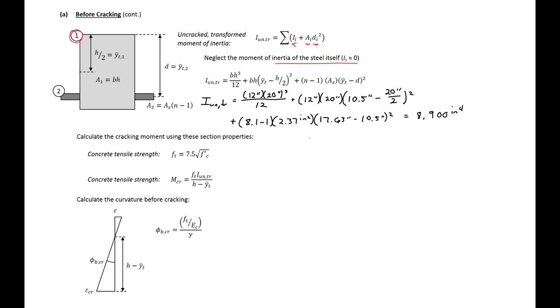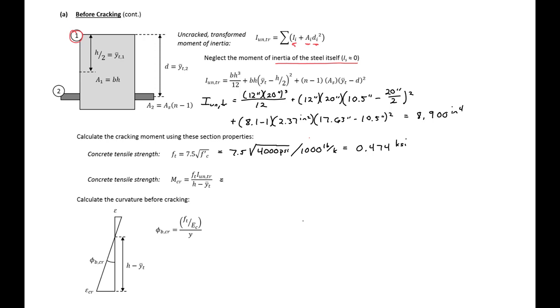We can use these transformed section properties to calculate our cracking moment now. And in order to do that, we'll need to first find our concrete tensile strength. So we can take our 7.5 times the square root of 4,000 psi divided by 1,000 pounds per kip, which is going to give us a value here of 0.474 ksi.